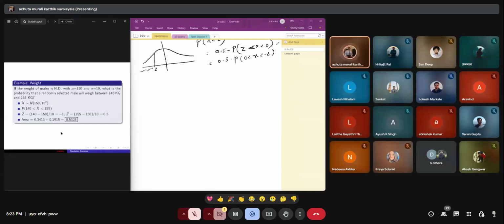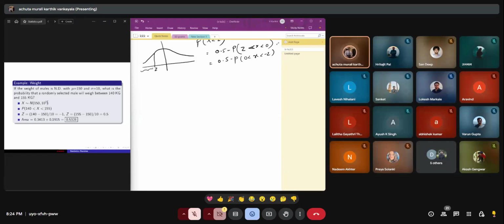Now, here is one question. You can take this down. If the weight of males is normally distributed with mean 150, okay, 150 kgs is too much, but maybe for the purpose of theory you can think of it. I just copied this example from some text. So 150 kgs and standard deviation is 10. What is the probability that a randomly selected male will weigh between 140 to 155 kgs?